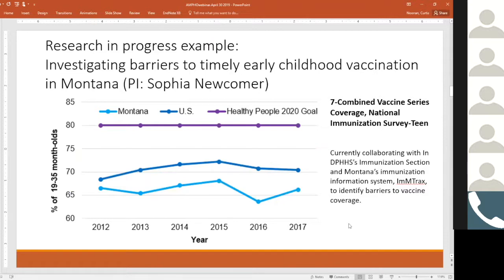In this case, this is just showing the 7 combined vaccine series coverage compared to national data and the Healthy People 2020 goal. And she's going to be exploring the MTRAX data. The figure represented here is not from MTRAX data, but she will be working with the state and these MTRAX data to better understand the barriers to early childhood vaccination.